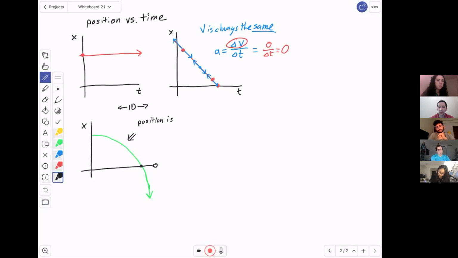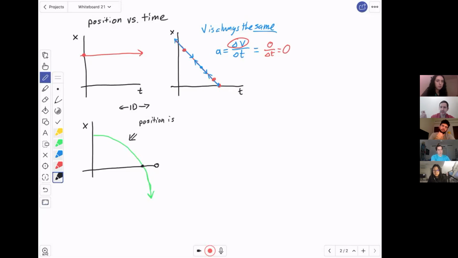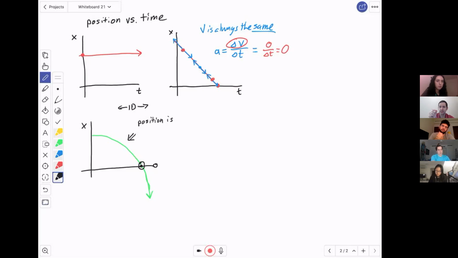To the left. Okay, so it's moving to the left. It gets to the 0 point, and then what happens? Does it move to the right? No, does it just continue moving to the left? You got it. How do we know it keeps moving to the left? I'm not sure.